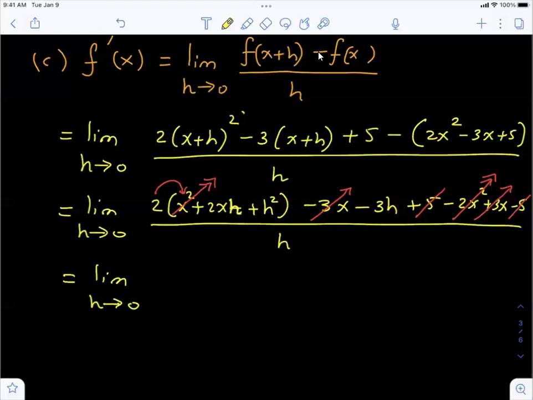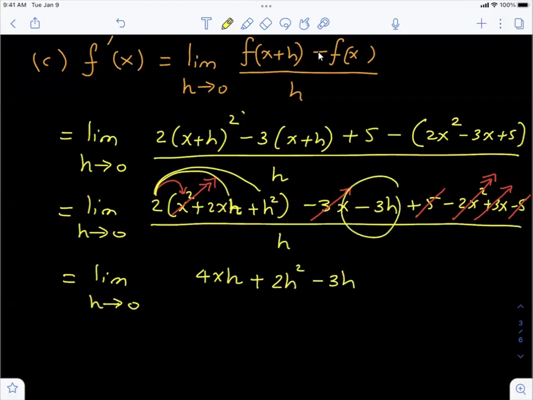2 is distributed right here with the second one. So 4xh plus 2h squared and then minus 3h right here and the rest is gone. Now can everybody see? Can you see?